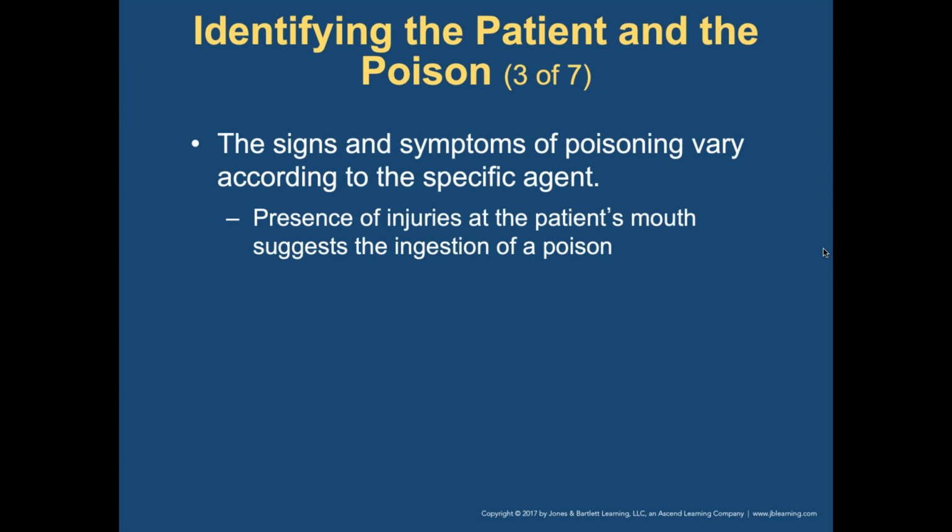It says the signs and symptoms of poisons vary according to the specific agent. Presence of injuries at the patient's mouth strongly suggests the ingestion, swallowing, of a poison. I mean, they'll have redness around the mouth.